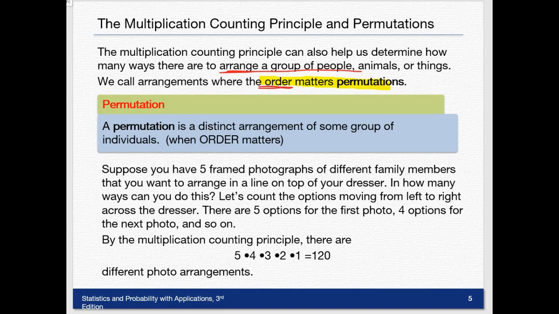It's important that you get that, because tomorrow we're going to look at something very similar, but order does not matter. So, for instance, suppose you have 5 framed photographs of different family members that you want to arrange in a line on top of your dresser. In how many ways can you do that? Well, count the options moving from left to right on the dresser. There's 5 options for the first photo, then only 4, then 3, then 2, then 1, and then you multiply them all and you get 120. So there's 120 different ways you could arrange those 5 photos.